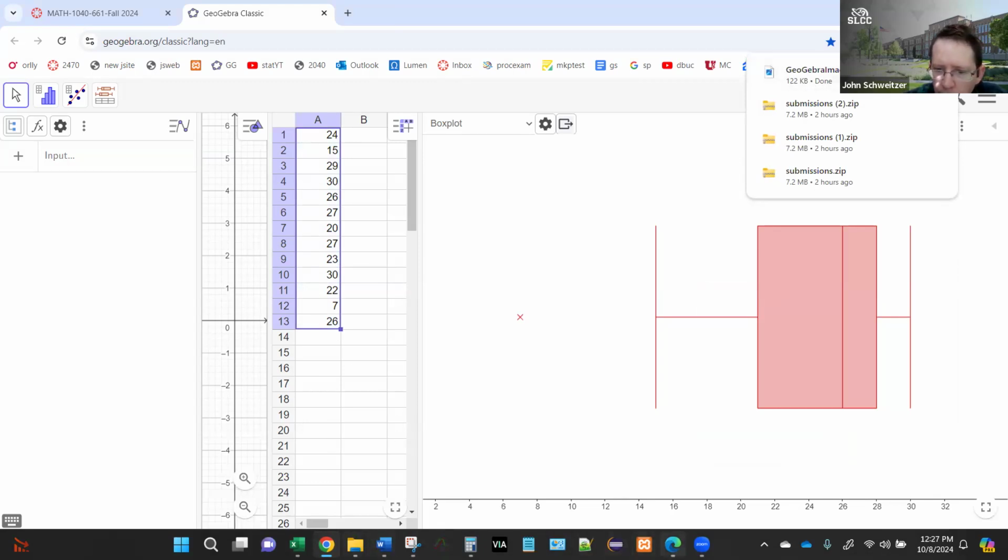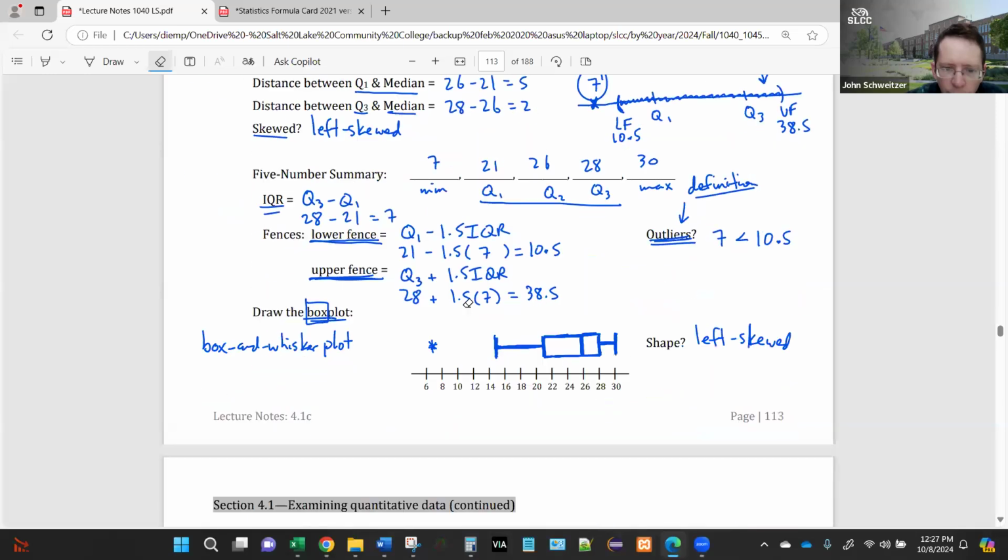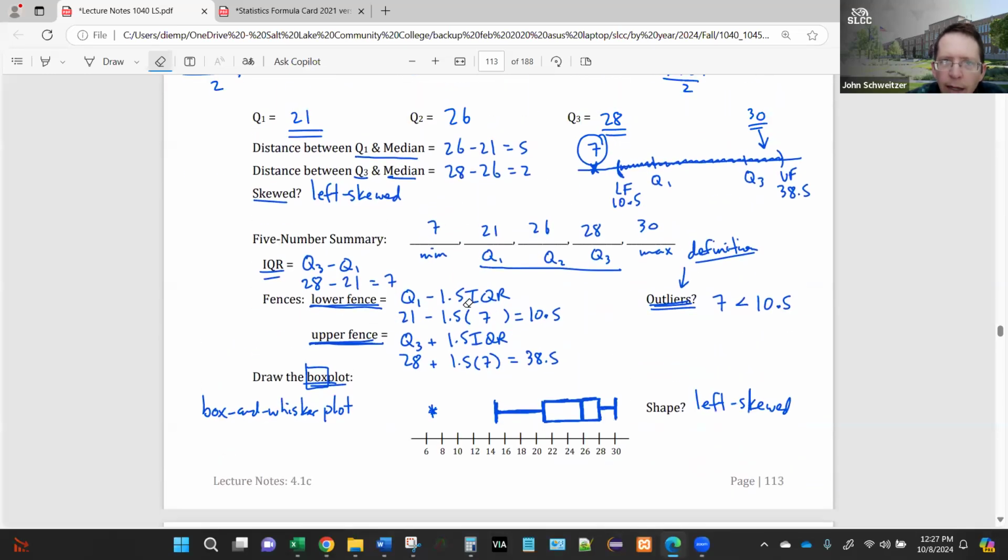Okay, so that's how we do it by hand and with software. Are there any questions there about the box plot?